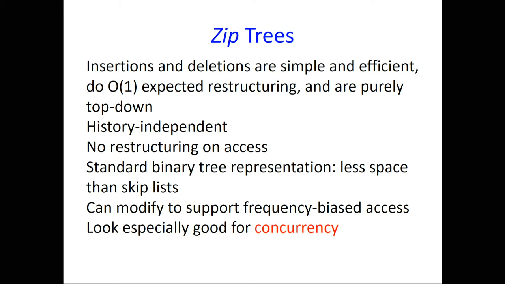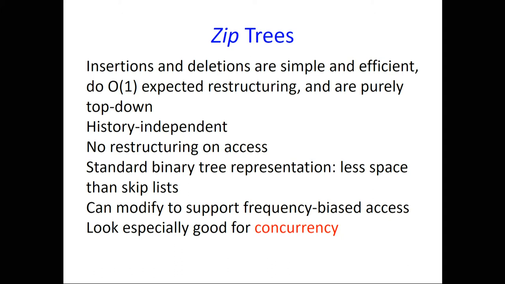And there is a way to support frequency-biased access. So if we want more frequently accessed items to be closer to the root, so they're cheaper to access, all we have to do is each time we access an item, we generate a new rank for it. And if its new rank is bigger than its old rank, we move the item up in the tree correspondingly. These movements will happen exponentially less often as the item gets higher in the tree, but this will guarantee the correct frequency biased access properties.